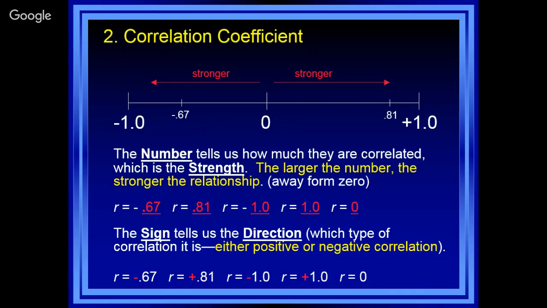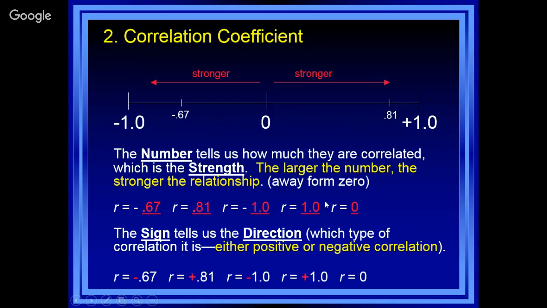And by the way, in a number line, when we're looking at strength, you just want to get away from zero. It doesn't matter whether you go up away or down away. Get away from zero, because the larger the number, the stronger the relationship. And again, we don't care about sign. So disregard sign. Just get away from zero. Get away from zero, and the strength goes up.